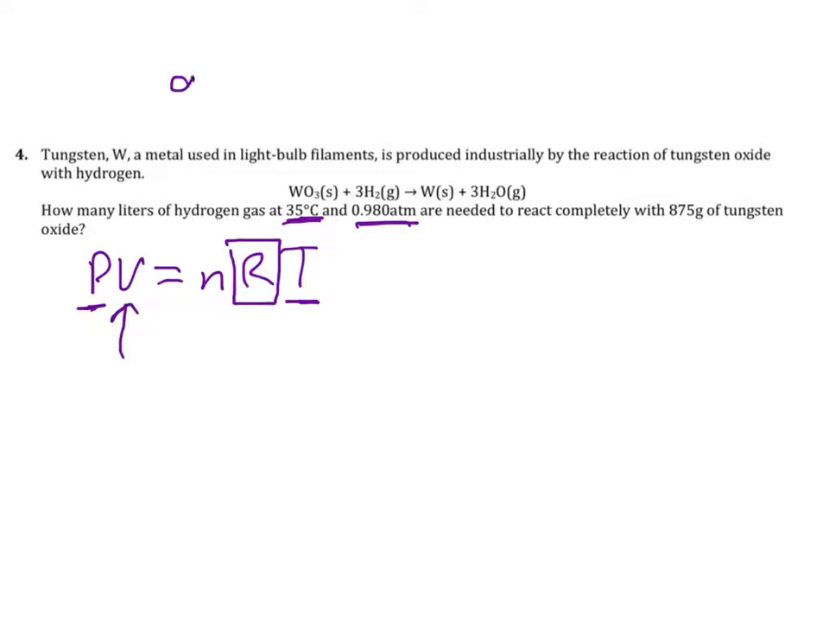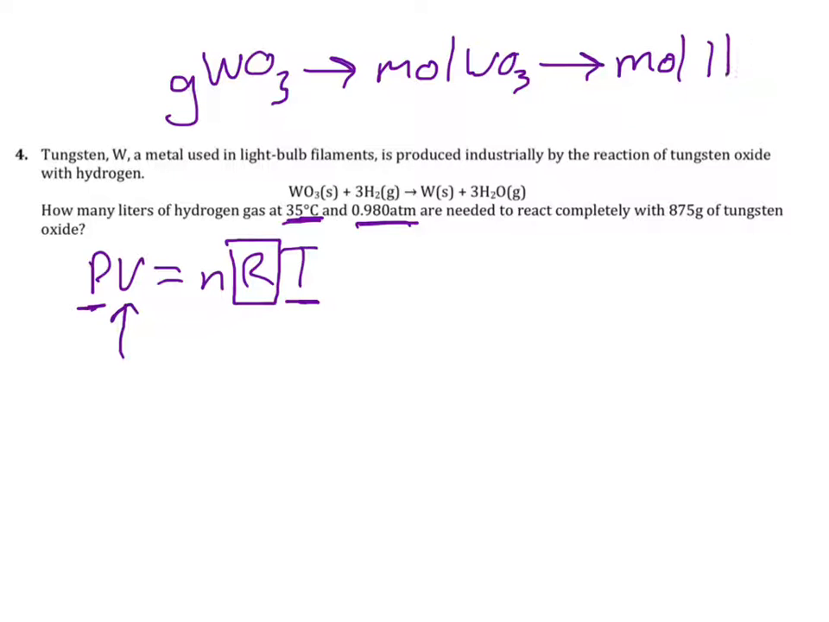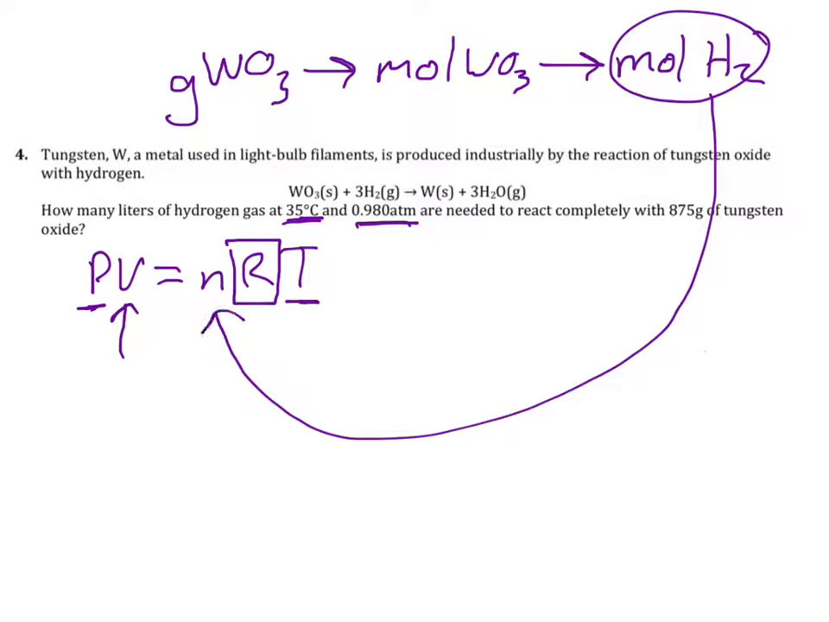Well, notice how we have grams of tungsten oxide. And we can go from grams of tungsten oxide to moles of tungsten oxide. Again, this is what we've been doing almost a whole year, going from grams to moles. And then once we know moles of one substance, we can convert it to moles of another substance. And then once we know the moles of hydrogen gas, we can then just plug it into there. And so this is the way in which we're going to solve this problem.